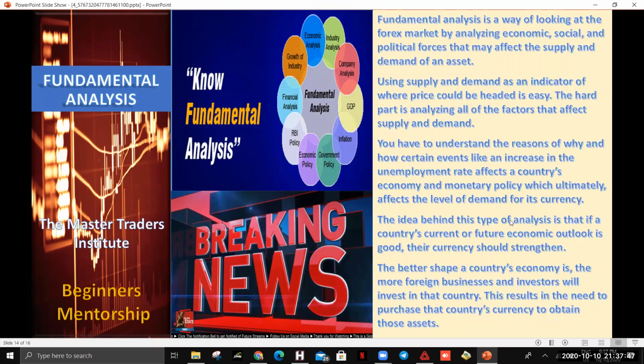The idea behind this type of analysis is that if a country's current or future economic outlook is good, their currency should strengthen. You understand? The better shape a country's economy is in, the more foreign businesses and investors will invest in that country, resulting in the need to purchase the country's currency to obtain those assets. So you see the good reason why countries are actually looking for people to come and invest and do more business in their country. By the time you have more industries, you have things that make people come to your country to keep flocking money in there.